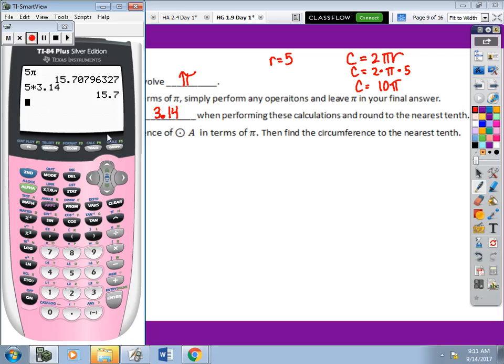Anyone not see the pi key on their calculator? Anyone else? All good? Okay.